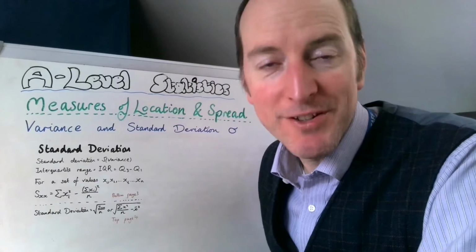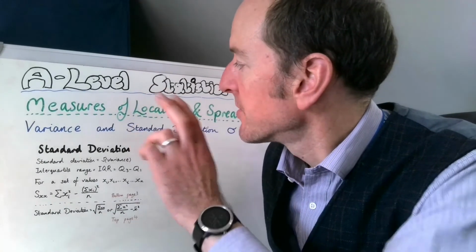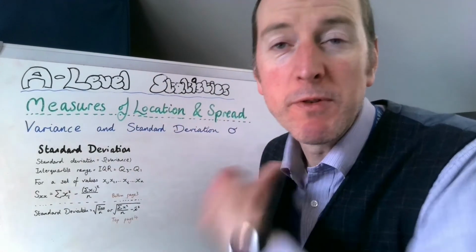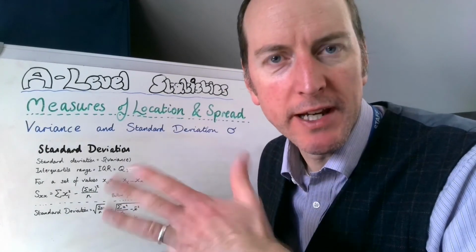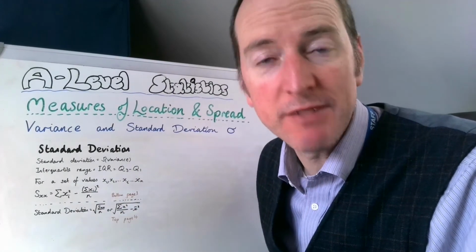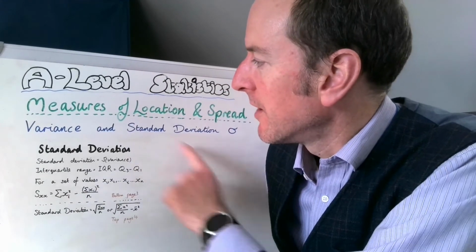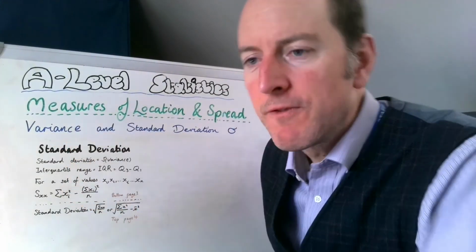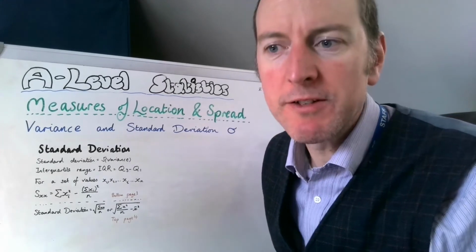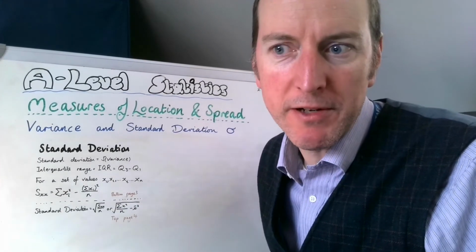Hi there, so we're looking today at more measures of spread. This time we've been looking at quartiles, haven't we, and interquartile range and percentile range. But now here's another big important one. It's called standard deviation. Also variance. The two are very closely linked, but we don't normally talk about variance.